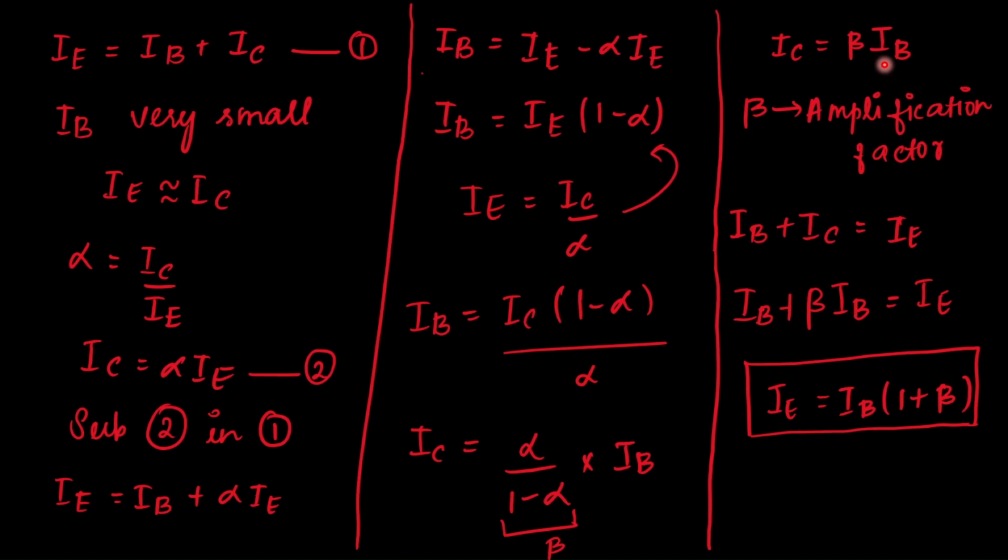This is also a very important thing: IC = beta × IB, or beta = IC/IB. You can derive the general current gain like this also. Here beta is called the amplification factor. It's just a denotation. Now, IB + IC = IE. Instead of IC, substitute beta × IB, so IE = IB + beta × IB. So IE = IB(1 + beta). This equation is very, very important.